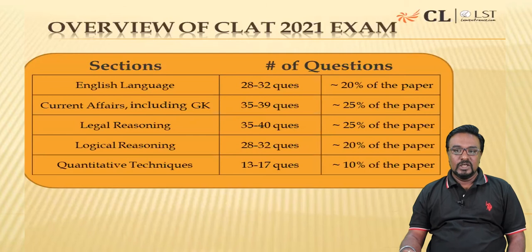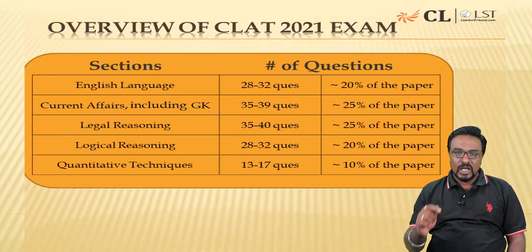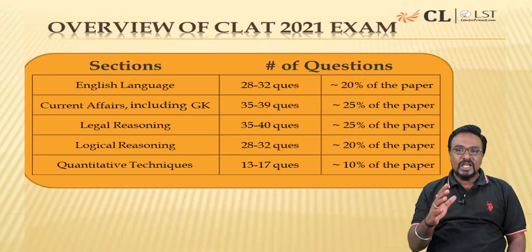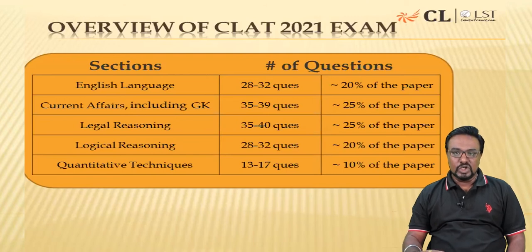If you look at that, the two major elements are current affairs including GK and legal reasoning, which comprise 25% each. At the same time, logical reasoning has 28 to 32 questions, on average 30 questions, which is again 20% of the paper. Quantitative techniques has somewhere around 13 to 15 or 17 odd questions, which is again 10% of the paper. The weightage of this paper did not change.